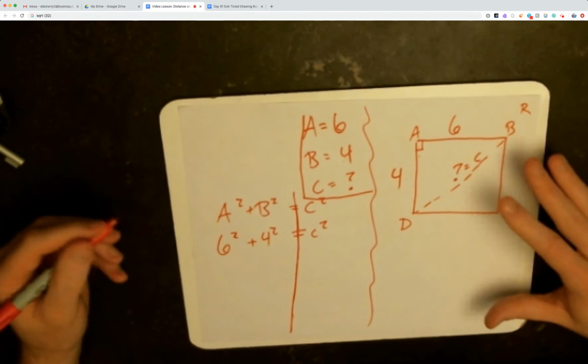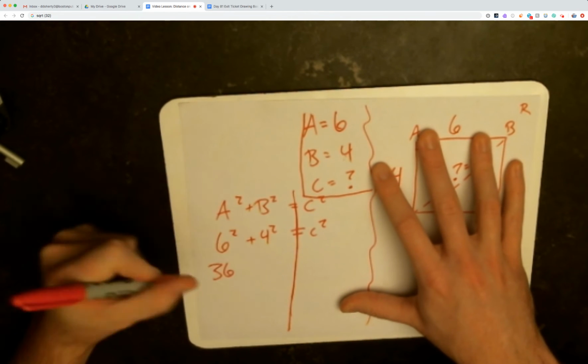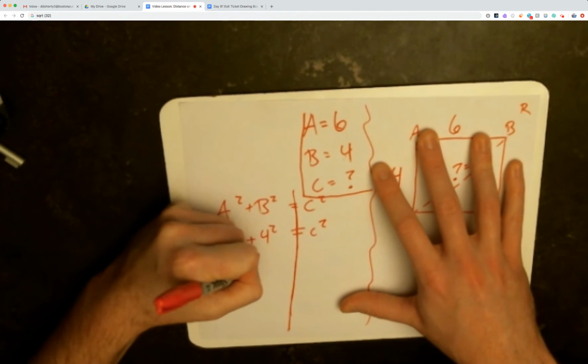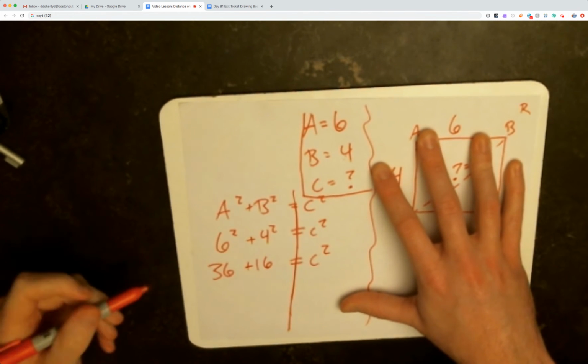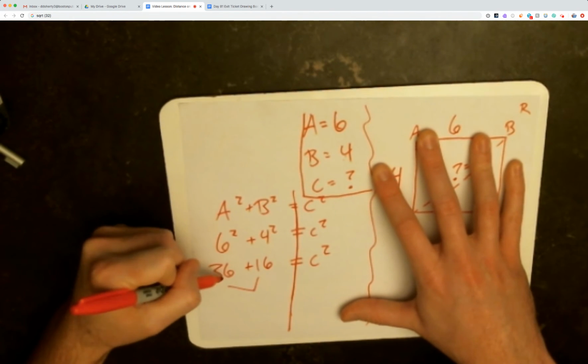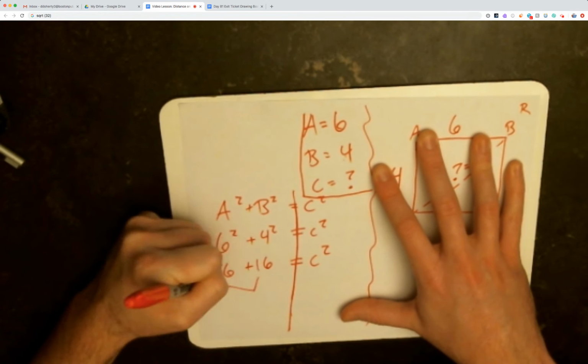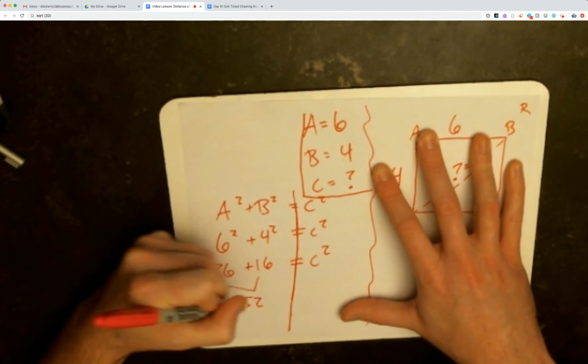6 squared, that means 6 times 6, which should give us 36. 4 squared gives us 16 when we do 4 times 4. That's still equal to C squared. And hopefully you're familiar now, the last two steps, add those squares up. 36 and 16 would give us 52.